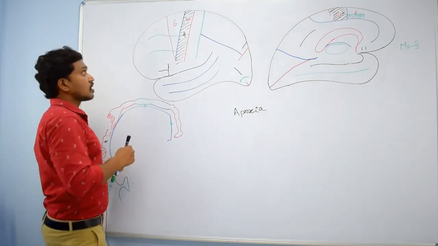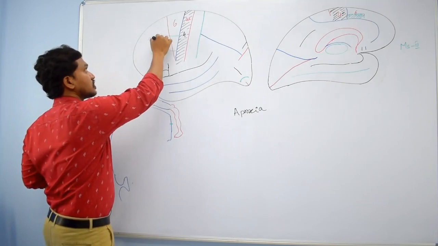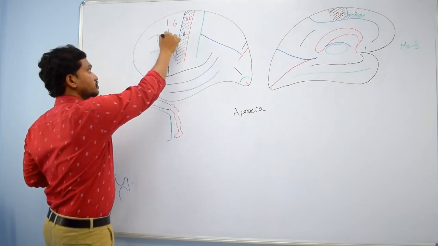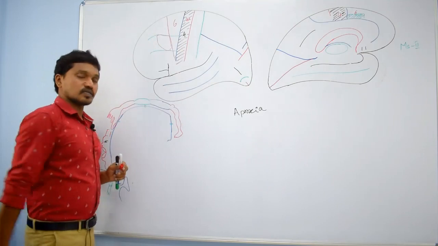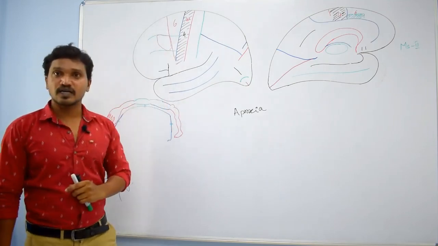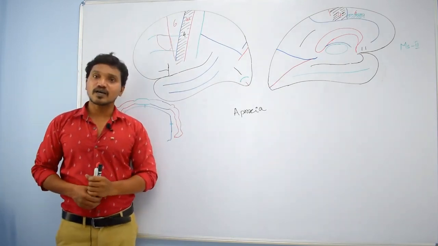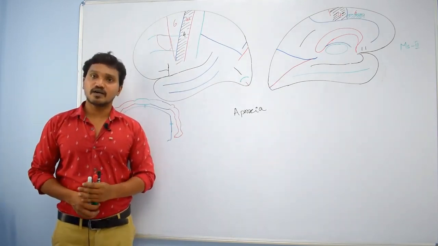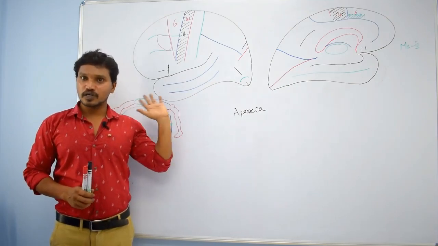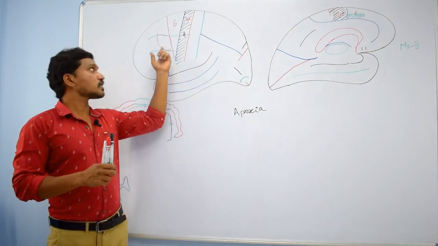Here, this region in the posterior part of middle frontal gyrus. That region what we call frontal eye field. So now we know the location. Now what we have to learn? If we stimulate, what will happen?